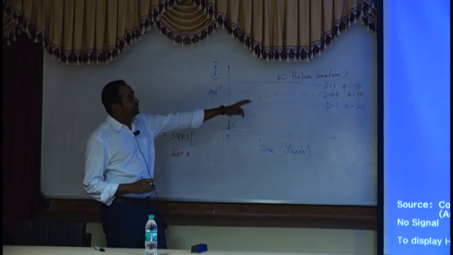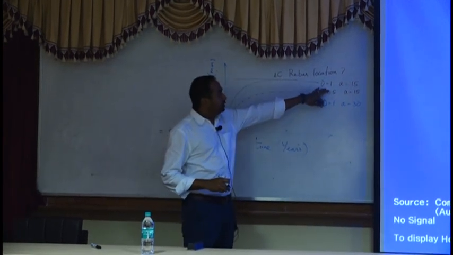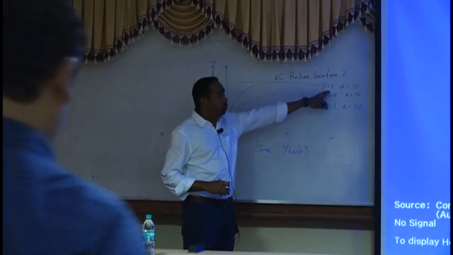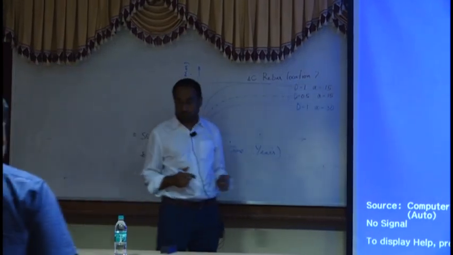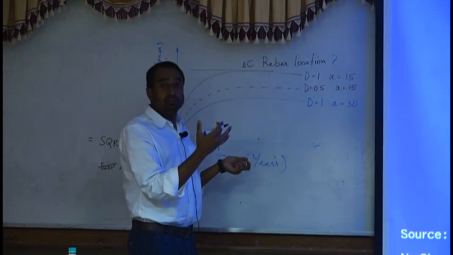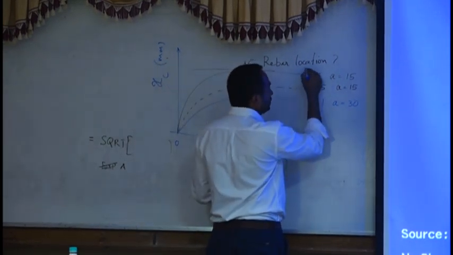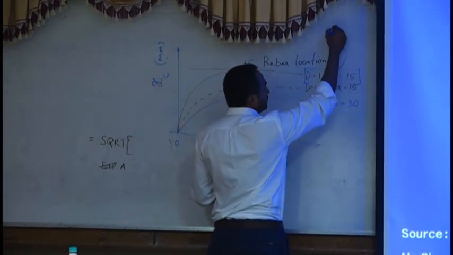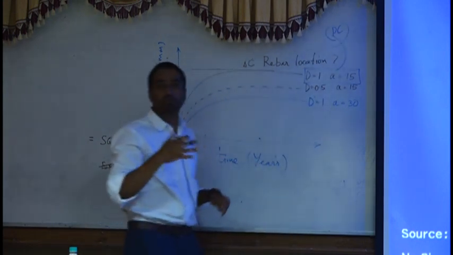So I suggested that you look at a diffusion coefficient of 1 and the binding capacity of 15. And this represents a typical concrete using Portland cement. Okay, so it's 100% Portland cement.